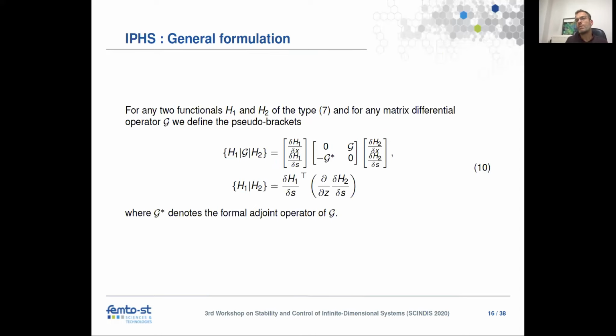So for finite dimensional systems, these products are Poisson brackets, but for infinite dimensional systems, they are only locally defined because in G, you have differential operators. So it means that this product cannot be evaluated over the whole domain, but just locally with respect to the space variable. Okay.